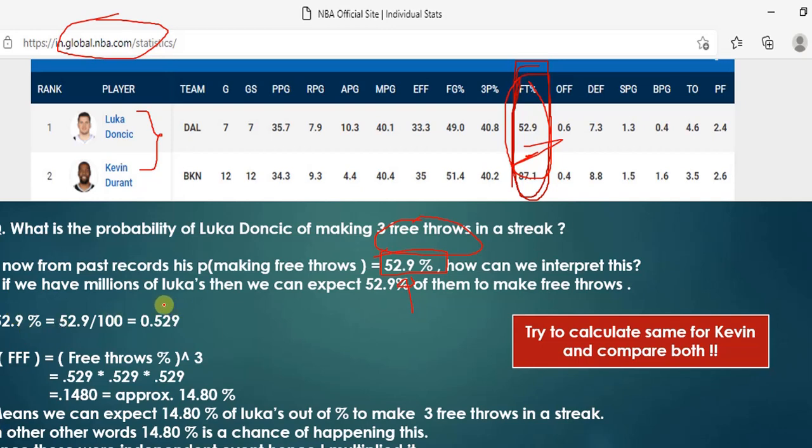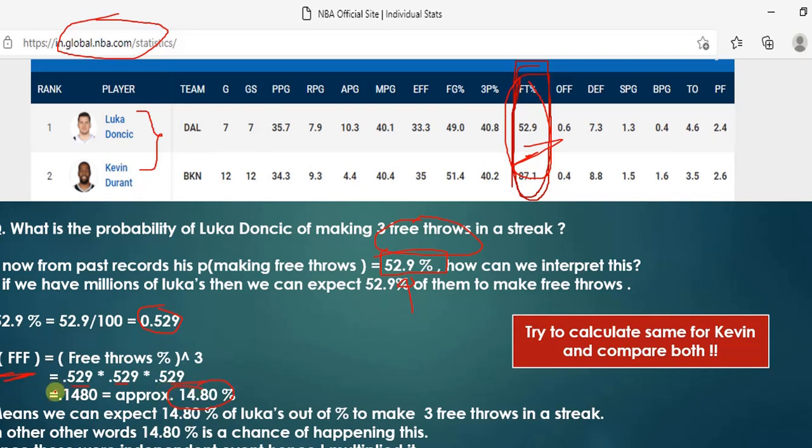Okay, so 52.9% is the same as 0.529, right? So if I want the probability of free throws in a streak, I can directly multiply: 0.529 into 0.529 into 0.529. So what does that number mean? 14.80%. So out of this million of Lukas, I can expect 14.80% of them to make 3 free throws in a streak.